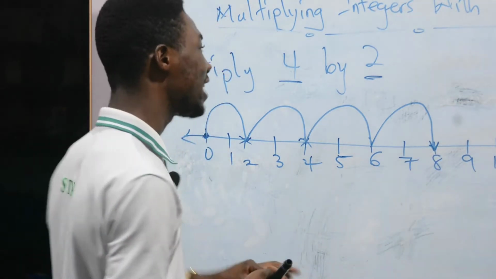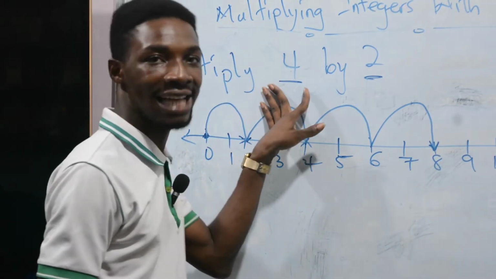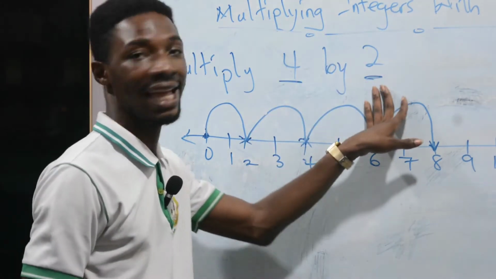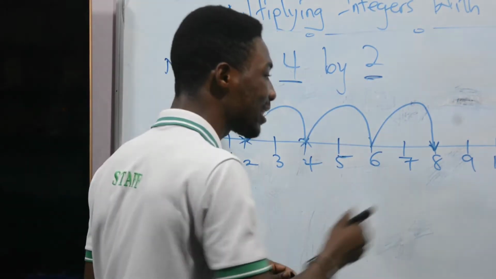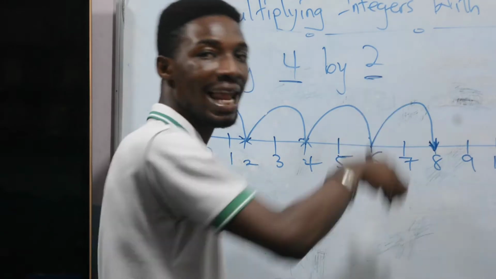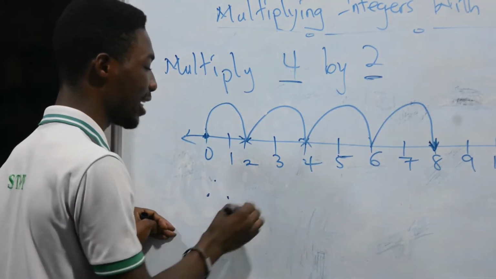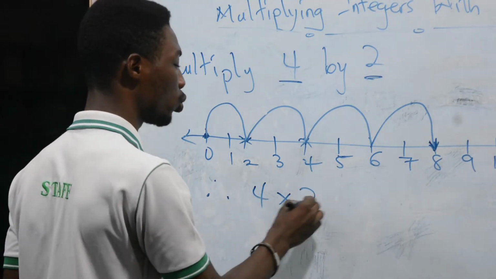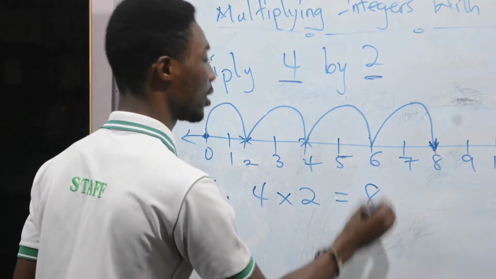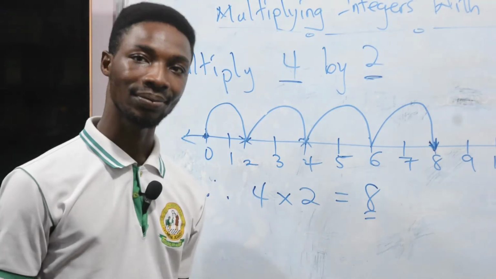Okay, so after jumping as much as the first number in intervals of the second number, the last number or the number on which you land on the number line becomes your answer. Therefore, I can say that 4 multiplied by 2 is equal to 8, according to the number line.